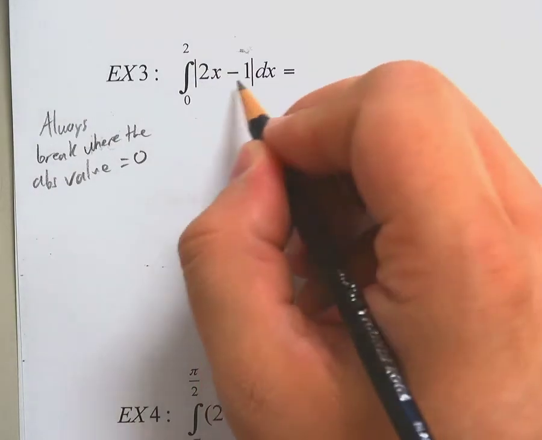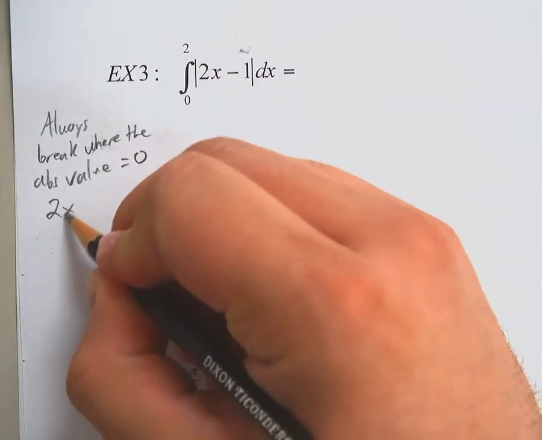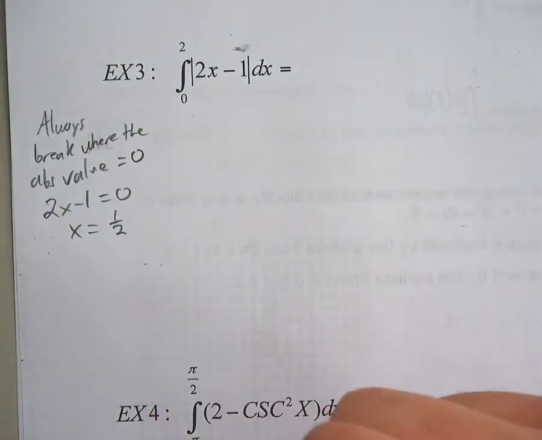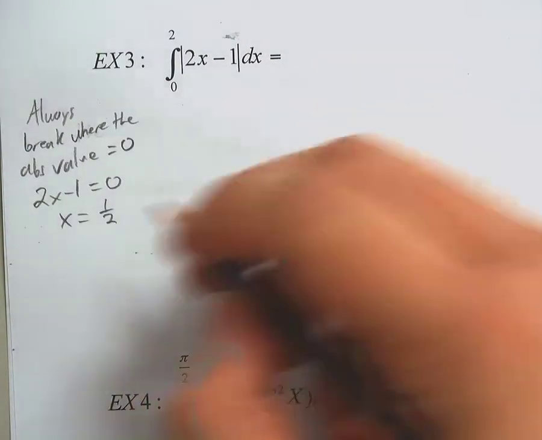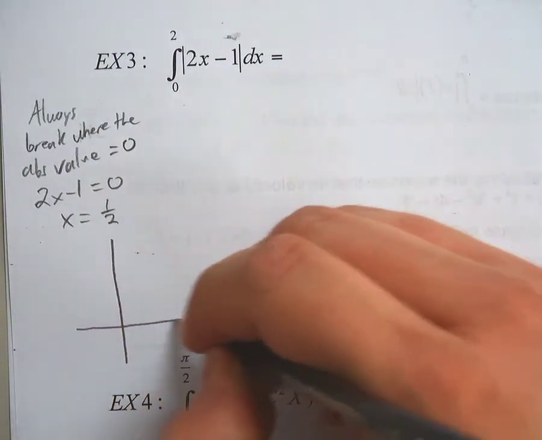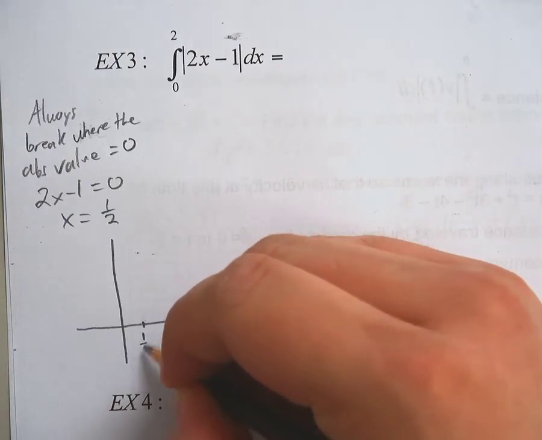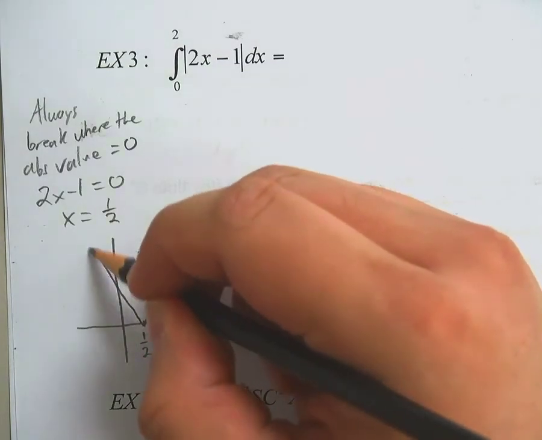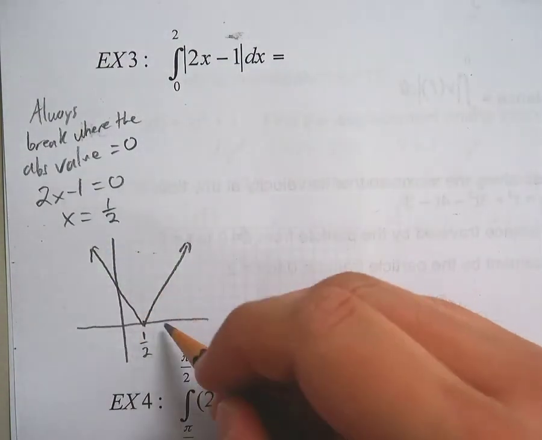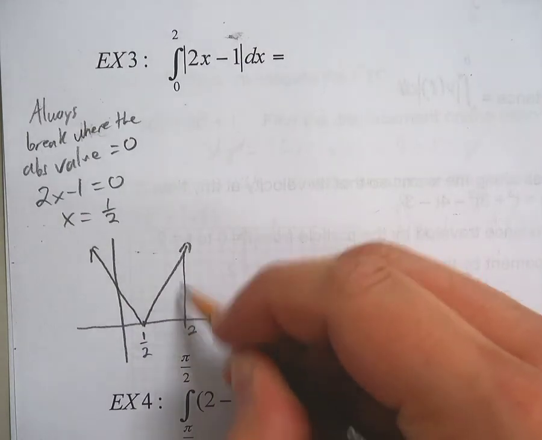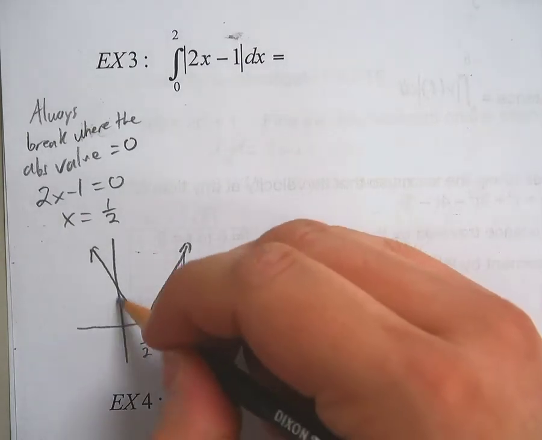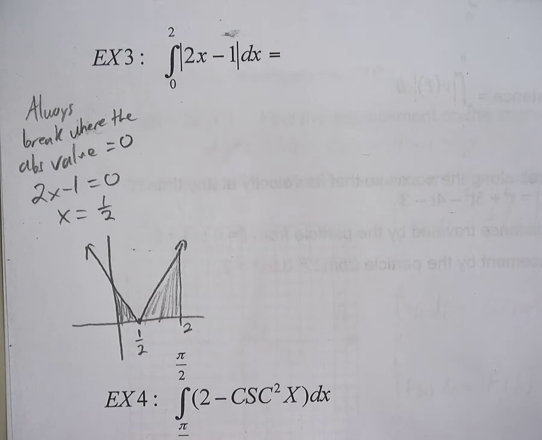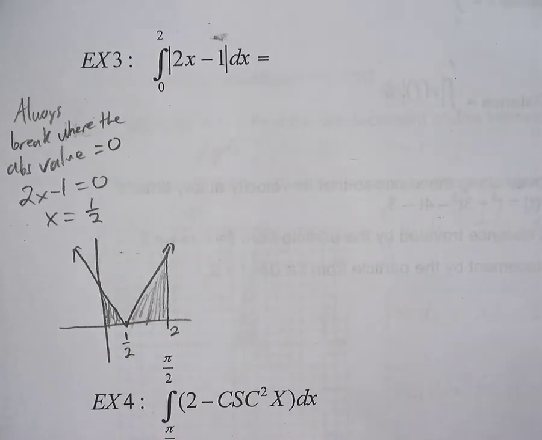So I'm going to go to the inside of my absolute value here, 2x minus 1. Set it to 0, and you get 1/2. So what that means here, just visually, is that here is 1/2, and it goes like this. So you're finding the area from 0 to 2. You see how we're going to have to break this thing up? You always break the absolute value at the place where the absolute value is 0.